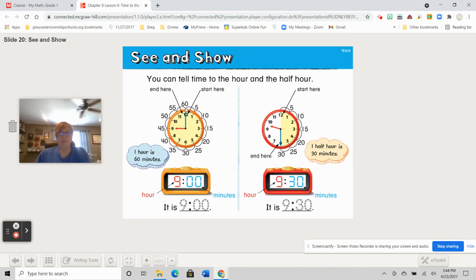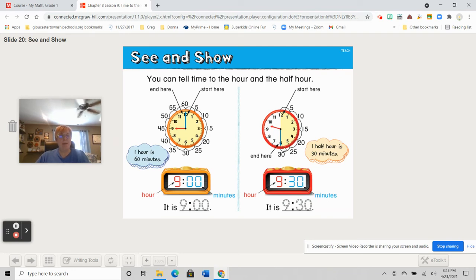And you've been great because we've gone over that 1 hour is 60 minutes, and they counted around to 60 by fives, okay? And the hour, as we've said, is to the left of the colon and the minutes are to the right. On an analog clock here, we start at the 12 and then go down to the 6 to get to half hour or 30 minutes.